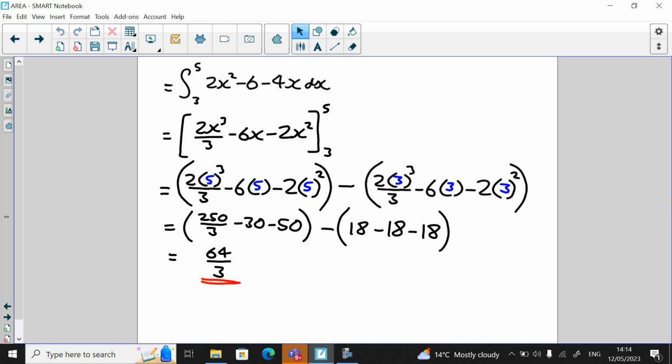Sometimes your calculator can change it to a whole number plus a fractional part, 21 and 1 over 3. Or, if you're in the decimal gang, you might want to put it as 21.33, whatever, and round it according to your needs.